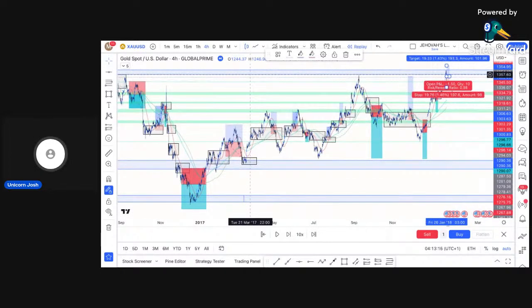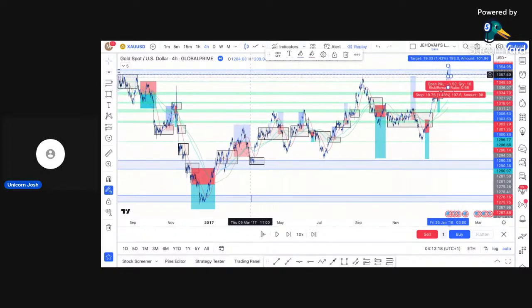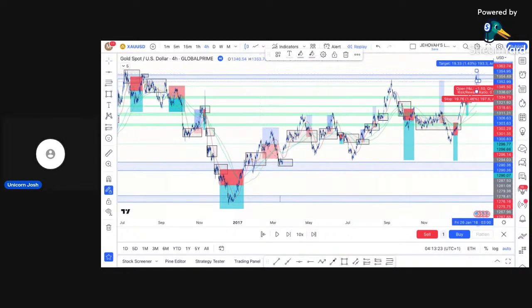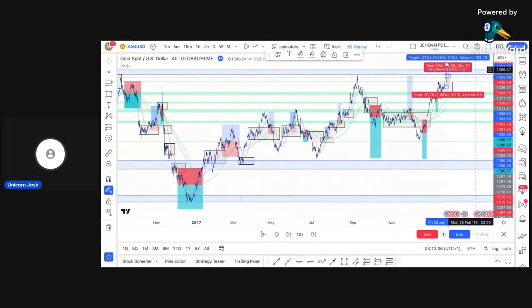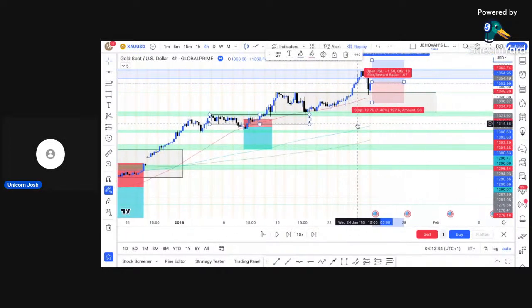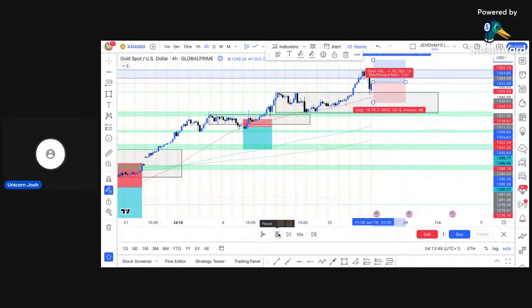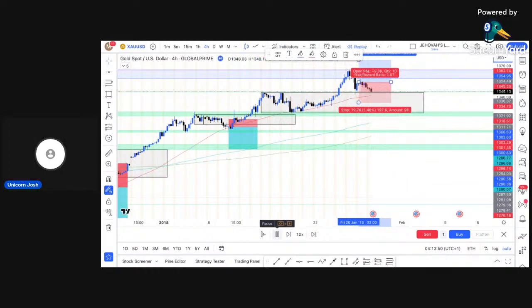Oh, I have 0.98. That is not good enough. I need at least one minimum. I can't have anything less than one, because anything less than one means that I'm risking more to gain less, and that is not a valuable trade for me. Okay, good. So I have 1.07. I think this is good enough. I can work with this. So this would be my TP one, and then surely I'll look out for more TPs. But that's that. So let's see what happens.